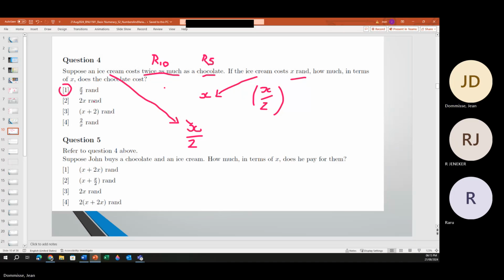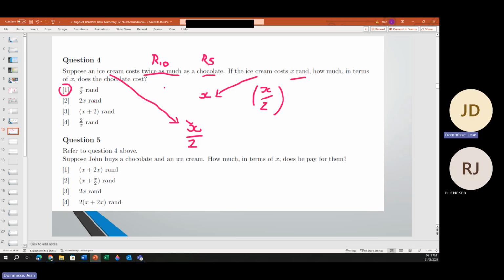Again, they love to ask word sums, and in prep for your exam we will cover a lot of word sums. As I see more of them, I will add them, and we will get to more word sums and how to work them out. Okay, so let's look at the second one here. Suppose John buys a chocolate and the ice cream.